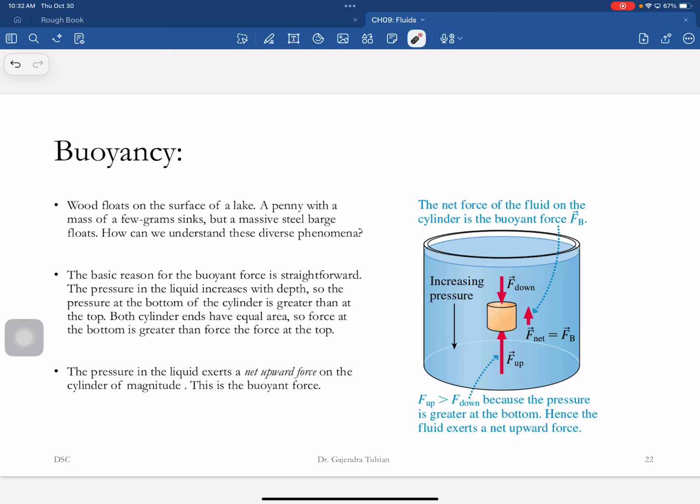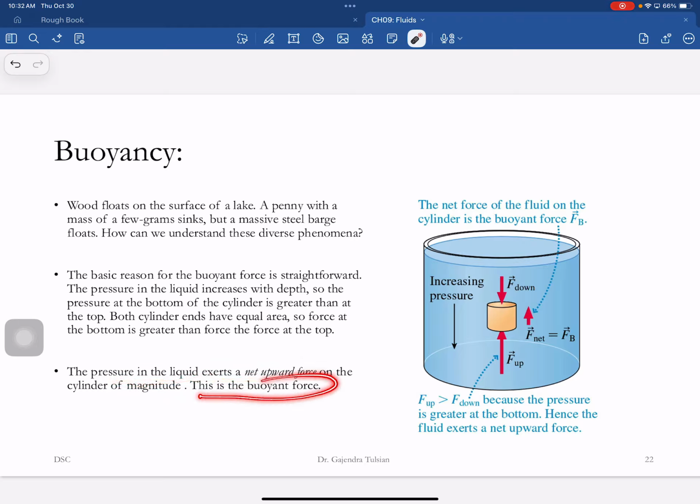So let's say you build a swimming pool in space, this won't be true anymore. Okay, there's no pressure increase with depth. Okay? If you're far away from a gravitational field, then you won't feel a buoyant force. All right. So the pressure in the liquid exerts a net upward force, and this is the buoyant force.